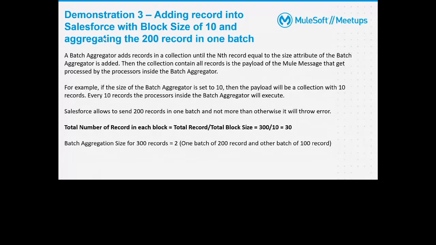So there will be a total of two connections. In two connections it will be able to process all 300 records, which is good, right? If I am not using batch processing, it may take 300 connections with Salesforce to process all the records, right? So let's see how we can set this up.